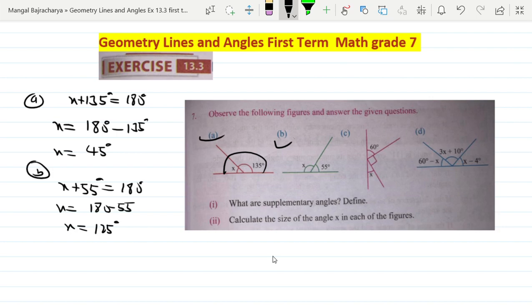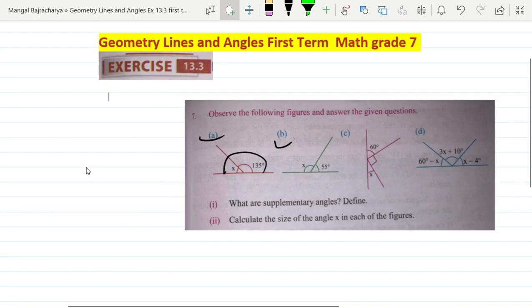Now C and D are another similar pattern. What changes here is that the whole straight angle has been split into three different angles. So that's the thing. Right? So I erase this first, and I go with number C over here.